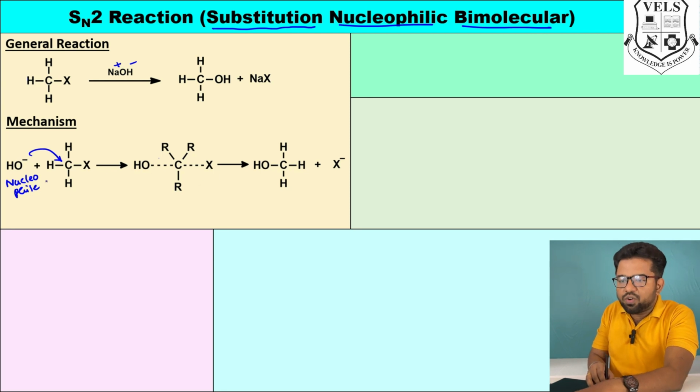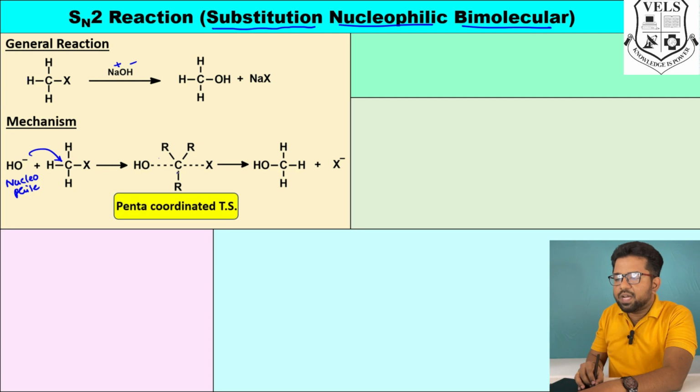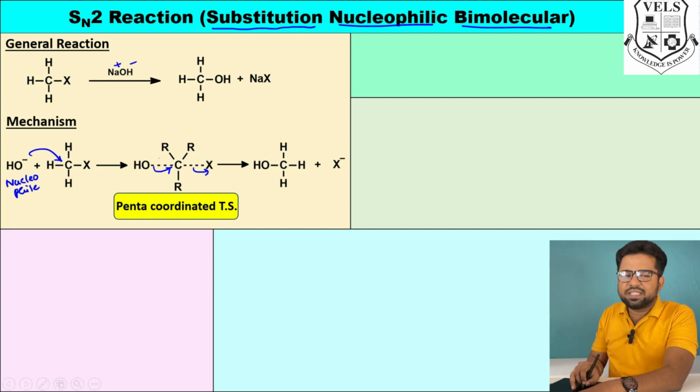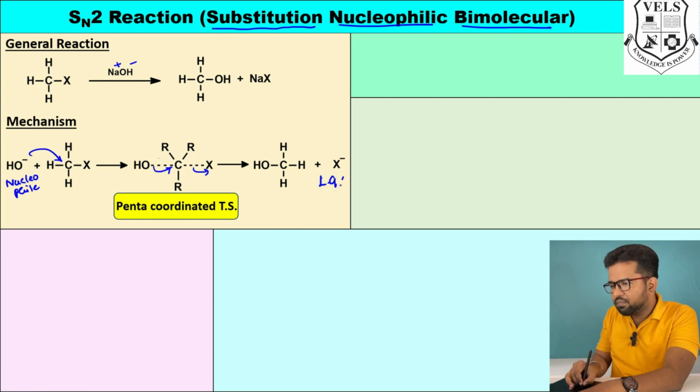Right. So once the nucleophile is approaching from the backside to the leaving group, there will be a formation of a penta-coordinated transition state. If you look at the transition state here, you can check that this carbon atom is connected to 5 atoms. So it is known as penta-coordinated transition state. Once this transition state is formed, this OH is coming closer to this carbon and this X is leaving from the carbon. This leads to the formation of the alcohol product, and this X is leaving as X-. So this X is known as leaving group, otherwise called nucleofuge.